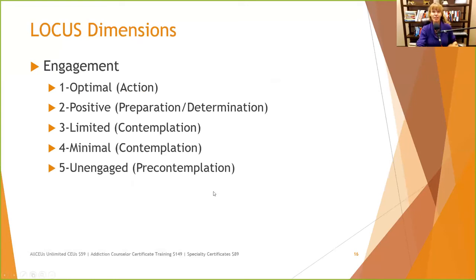Engagement is another dimension on the LOCUS. So this is sort of readiness for change, which is measured on the ASAM. Optimal engagement, they are ready and raring to go. They're willing to do whatever needs to be done. They're like, tell me what to do, doc, and I'm there. Positive engagement, they know there's a problem and they're preparing to make a change. They may not be willing to do everything you recommend yet. There's still some conditions and yes buts coming your way, but they're there and they're trying and they're moderately committed.